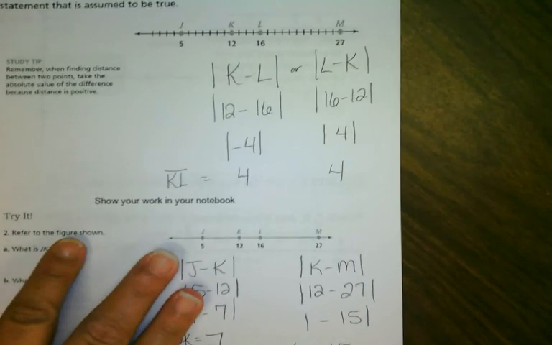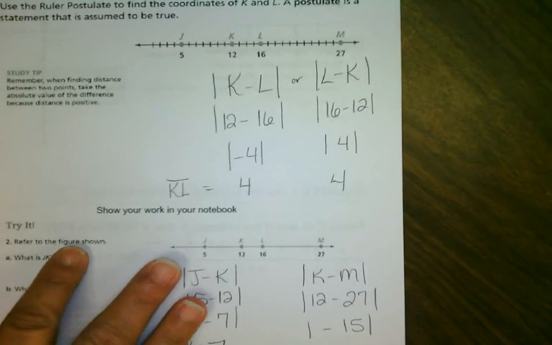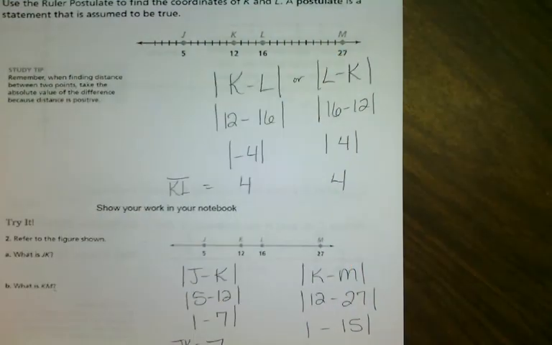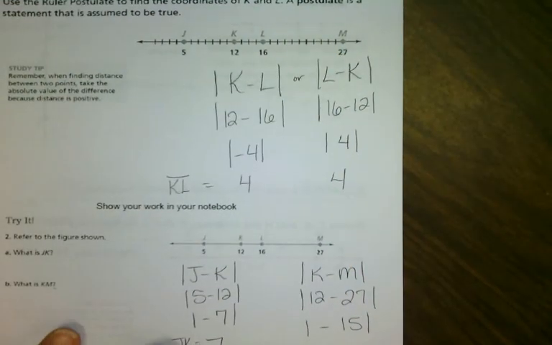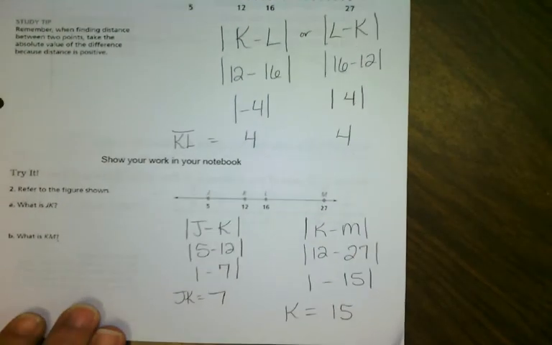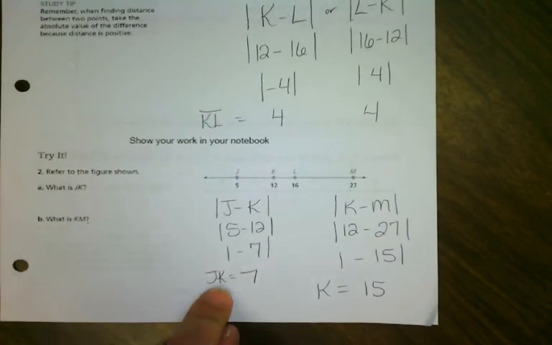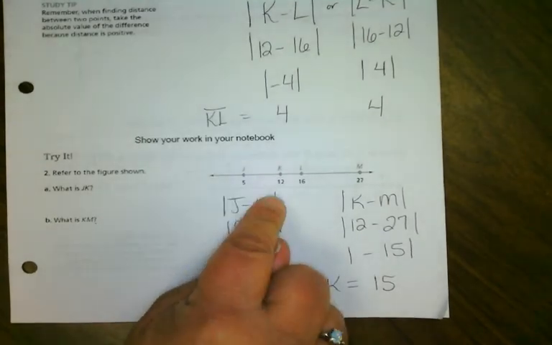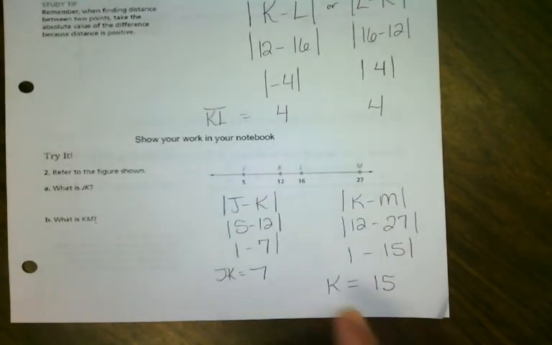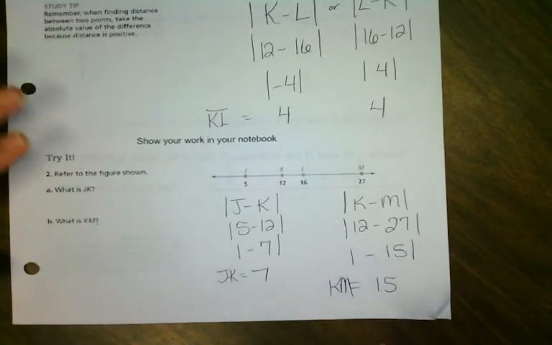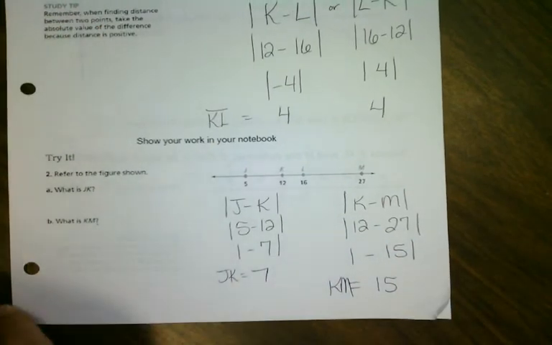Okay, so after you've tried these two problems, here's the answer. The first problem is 4. Remember that there were a couple of ways to do it. It doesn't matter what you subtract from what, as long as you're taking the absolute value. And the problem at the bottom had two different problems in it, JK and KM. You should have gotten 7 and 15 on that bottom problem.